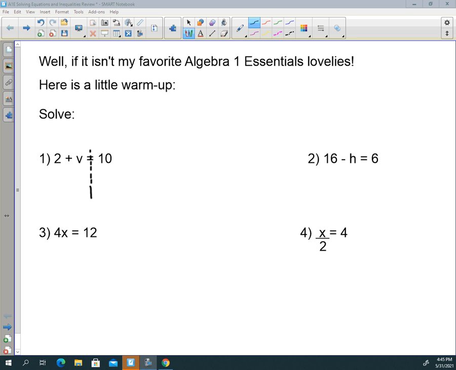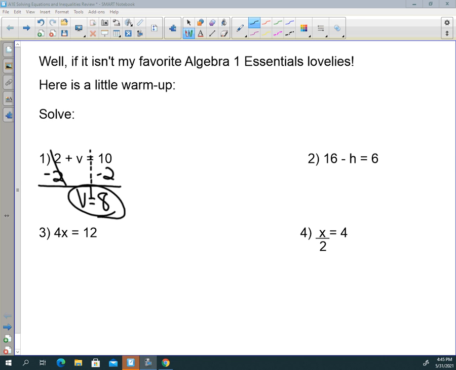When we're taking a look at these equations, they are completely simplified. There's no distributing, there's no combining like terms, and so it's really just a matter of subtracting 2 off of both sides to give us the answer v equals 8, and this is done.